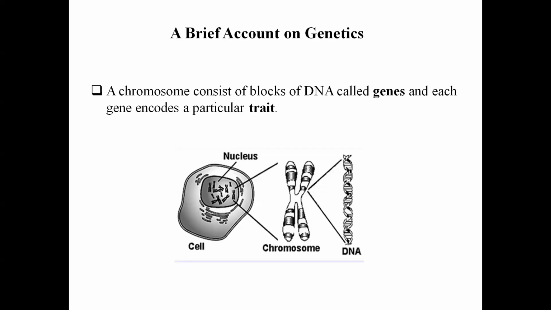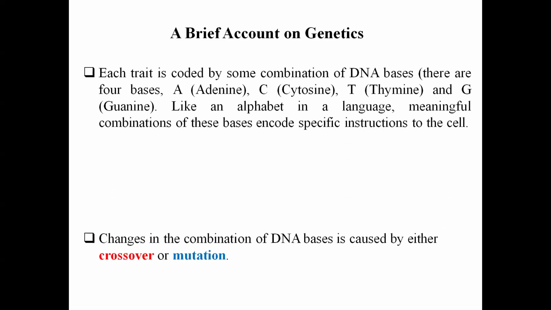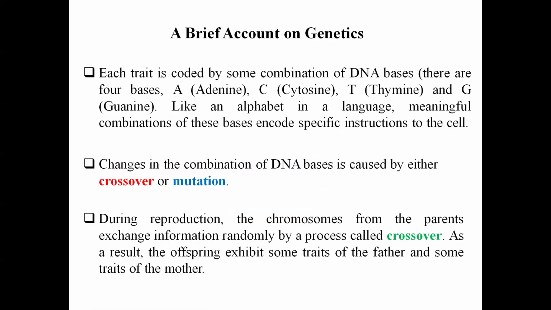And you can say around 23 pairs, or 46 chromosomes, within a human cell, where each chromosome will have a block of DNA called genes. Now, these are the basics of what DNA is composed of: A, C, T, and G. These are the alphabetical notations of those chemicals.